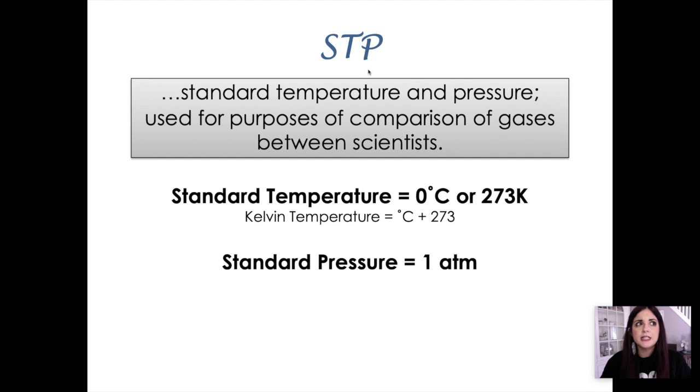So if a question is asking you how many liters of gas can be produced at STP, that's at 273 Kelvin and 1 atmosphere. Again, it's just a means of comparison, because if we did an experiment in our high school, we would obtain some volume of gas, but somebody in Hawaii doing the same experiment might obtain a different volume of gas based on the temperature and pressure of their location. It might not be a huge difference, but when you're studying gases, you want to be as accurate and precise as possible. So we have this means of comparison.